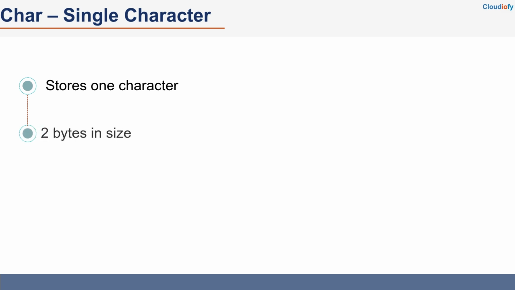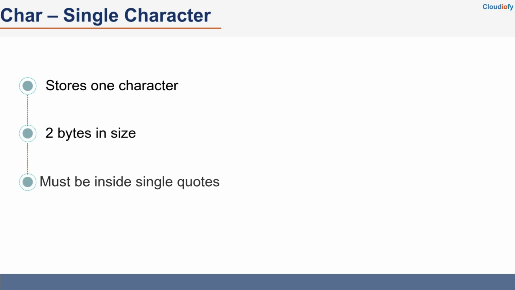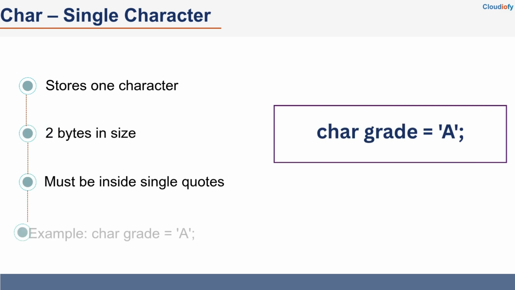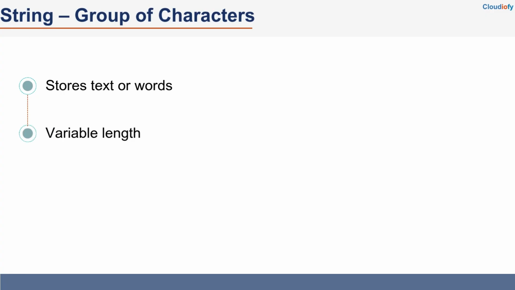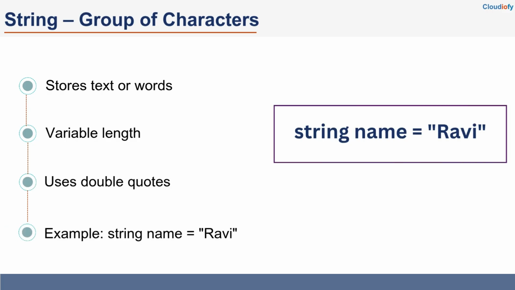Char, single character. The char type holds a single character like a letter or digit. It uses 2 bytes and the value must be in single quotes. For example, char grade equals 'A'. String, group of characters. A string stores text, like names or messages. It can hold many characters and uses double quotes. Like this, string name equals "Ravi".